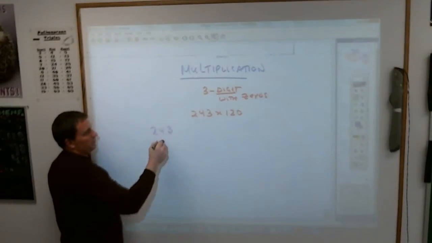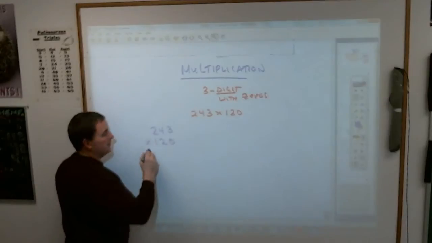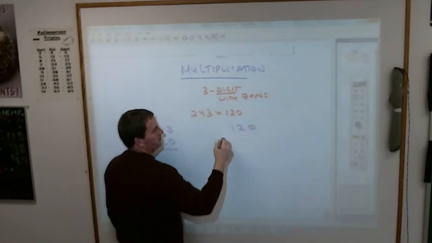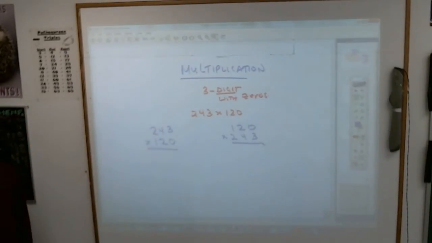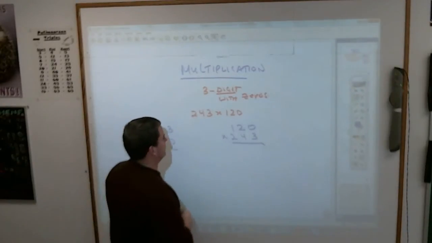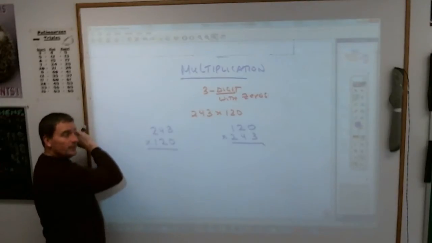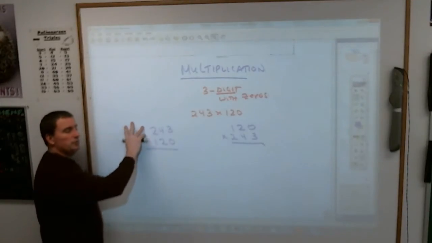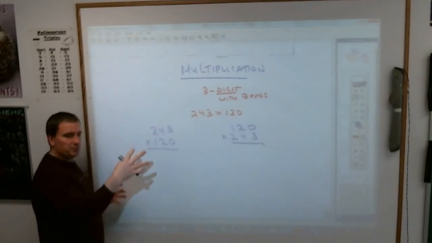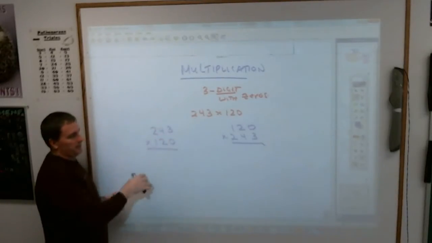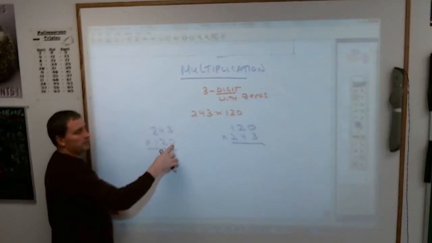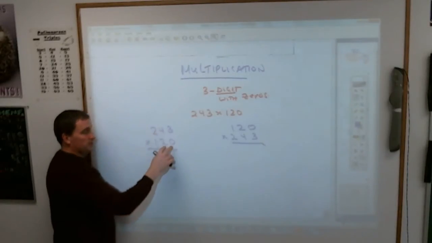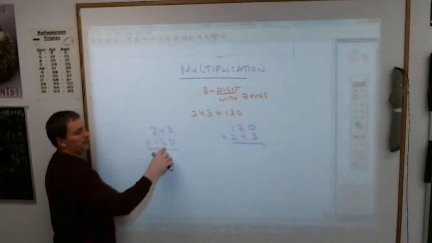This one's probably not such a big deal. You can either do this as 243 times 120, or you could put the 120 on top and multiply it by 243. And that all depends on if you like dealing with zeros or not. Because sometimes zeros, like I said, can kind of throw you for a loop. Remember what we talked about when we talked about multiplying? When you do a multiplication problem, you're actually combining 3 different problems into one. In order to multiply 243 times 120, you're multiplying 243 times 0, then 243 by 20, and then 243 by 100.